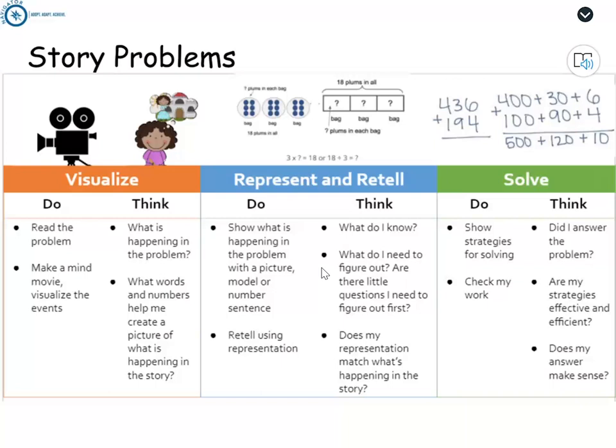Once we get out of the representation and retell phase, then we're going into solving the problem. So we can use our strategies for solving, such as expanded notation, area model for multiplication and division. We want to make sure we ask ourselves, did I answer the problem? What are my strategies and are they effective and efficient? And does my answer make sense? We also want to make sure that we check our work when we're solving those problems. So before we get into our first part of the task-based lesson, I just wanted to review the story problem protocol so that we remember that and keep it in mind when we're solving problems today.